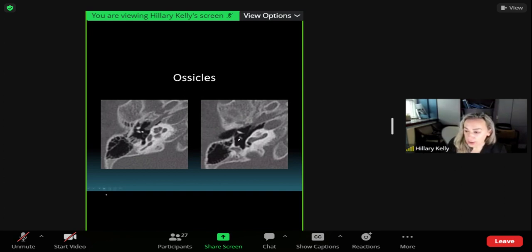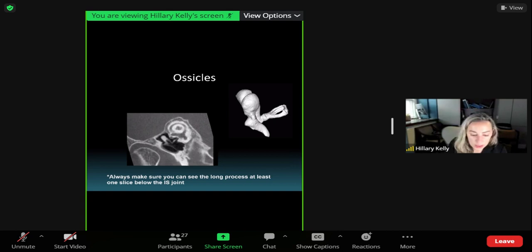All right, and so this is just laying it out again. This is that post-shell view. You always want to see that tip of the long process of the incus below the incudostapedial joint, which is actually up here, okay? Because if this is fibrous, you don't get sound conduction.